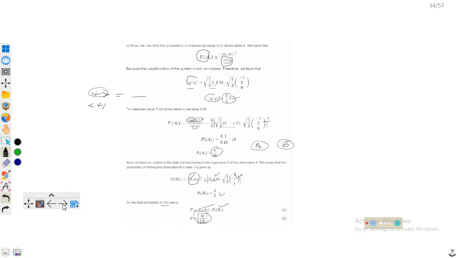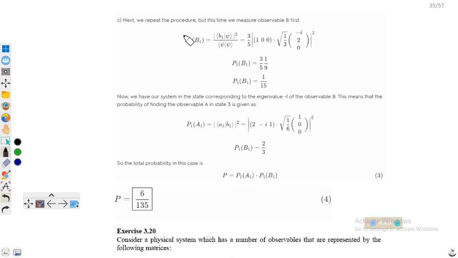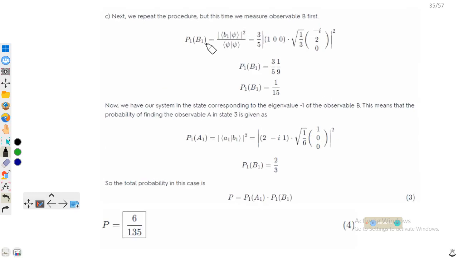Again, for the second case, we repeat the procedure, but this time we measure observable b first. The probability for b1 is equal to the modulus square of <b1|psi>. You know b1 is given, psi is also given, and we can find the probability for b1, which is equal to 1 over 15. Similarly, our system is in the state corresponding to eigenvalue -1 of the observable b. This means the probability of finding observable a in the state 3 is given by the modulus square of <a1|b1>, by the definition of probability. So this gives us 2 by 3.